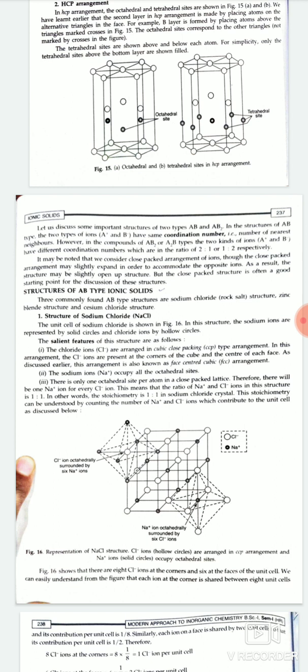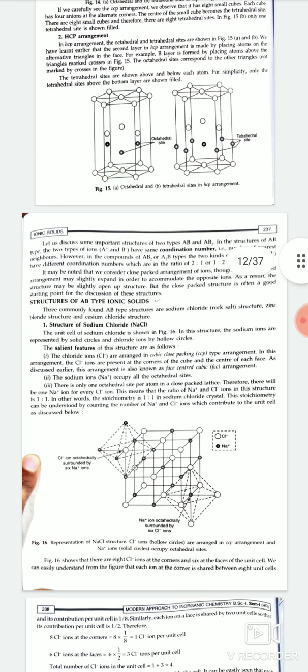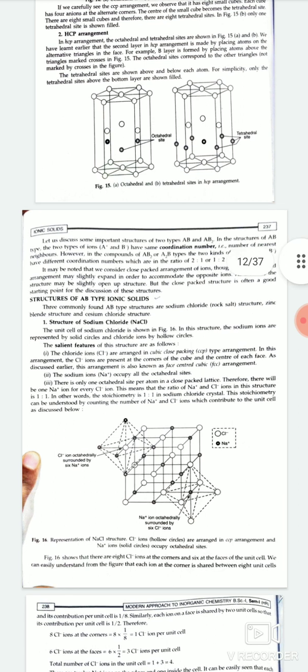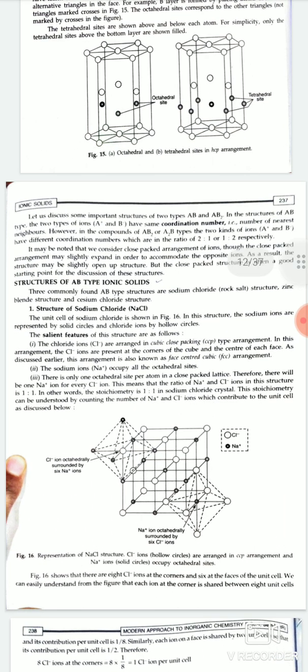It may be noted that we consider close packed arrangement of ions, though the close packed arrangement may slightly expand in order to accommodate the opposite ions. As a result, the structure may be slightly open, but the close packed structure is often a good starting point for the discussion of these structures. Now, structures of AB type ionic solids. Three commonly found AB type structures are the sodium chloride, that is rock salt, structure, the zinc blende structure and the cesium chloride structure.